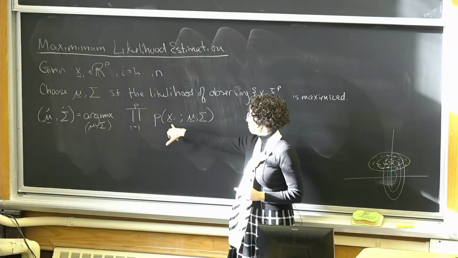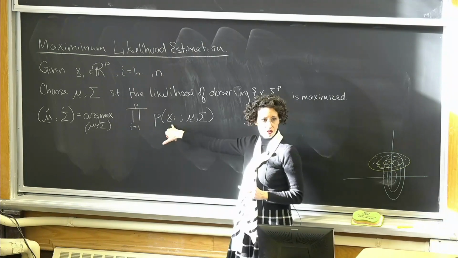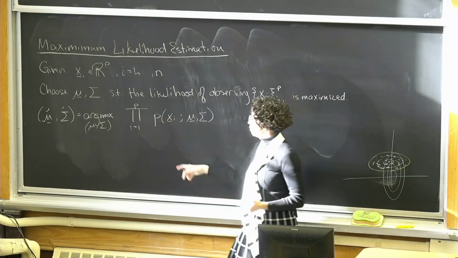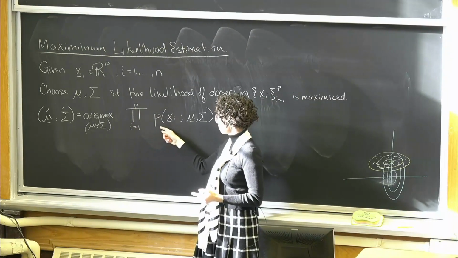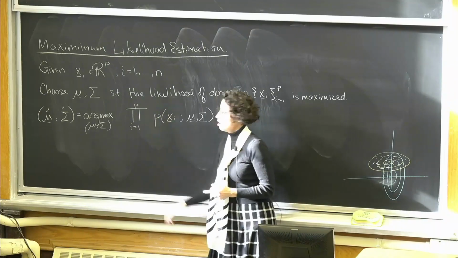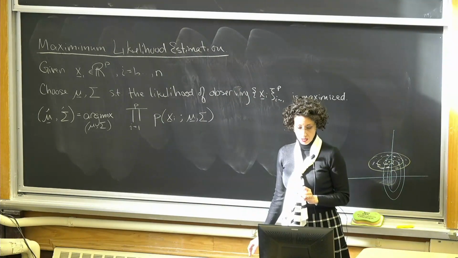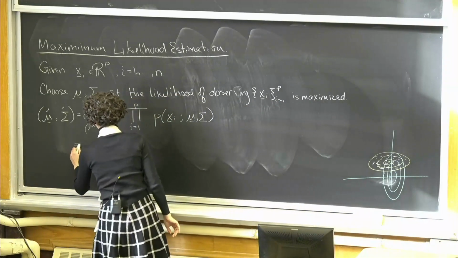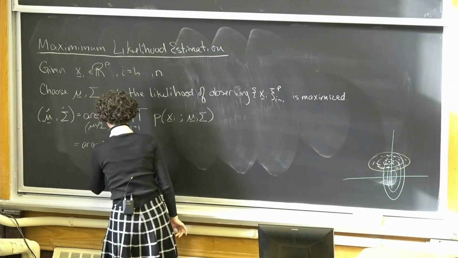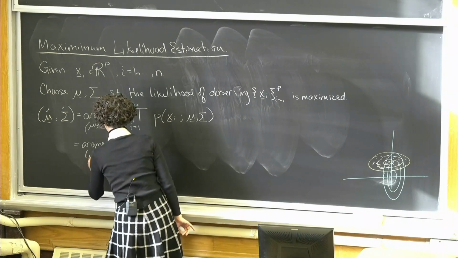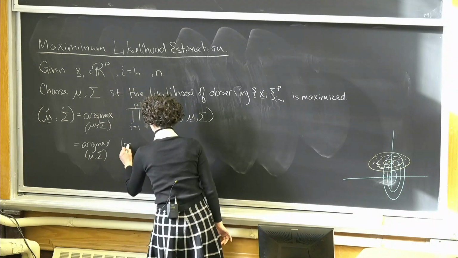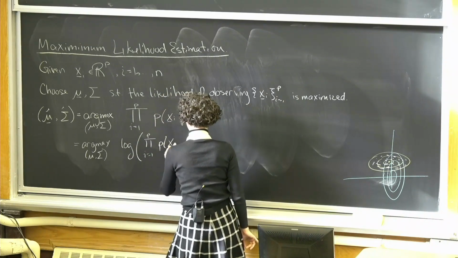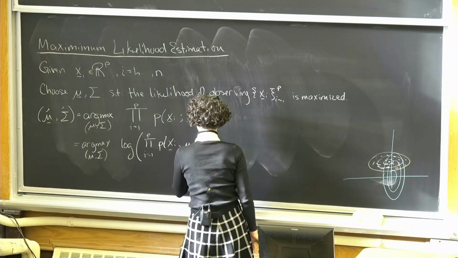Okay, so for each xi, we're saying how likely is it, or what's the value of this distribution function for a given mu and sigma. And then we are going to compute the product of these values over all p different samples. Now, to simplify things, we can say this is really the same as maximizing the log of this expression, the product from i equals 1 to p of p of xi given mu and sigma.